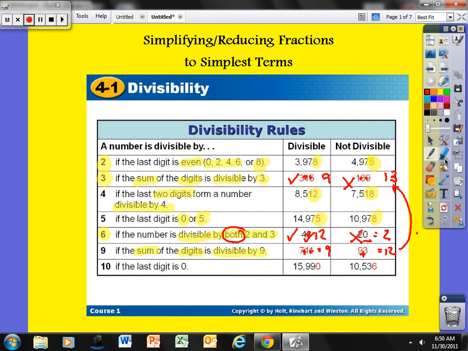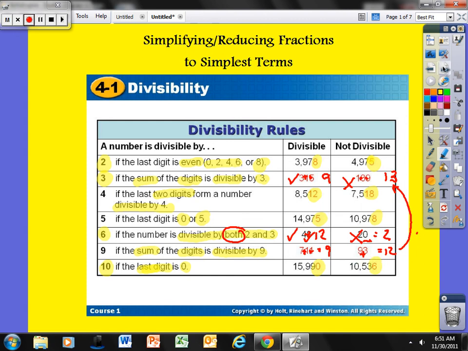And then the last one, which I love because it's probably one of my favorite ones, the last digit is a 0. That means it's divisible by 10. I don't have to worry about all these other digits. I just look at that one in the ones place. That's a 0, so it's divisible by 10. I don't have to worry about all these numbers. I just look at that last digit. It's a 6. It's not divisible by 10.